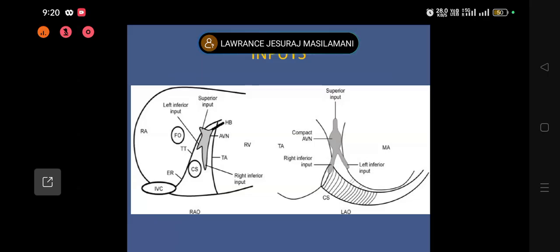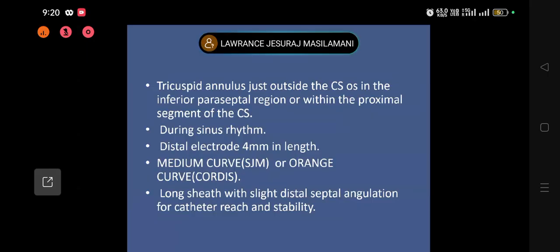So this is the area where you are planning to ablate a slow pathway if you are going to look at this place anatomically. So the tricuspid annulus just outside the CS ostium in the inferior paraseptal region, or sometimes you may have to go a little within the proximal segment of the coronary sinus ostial area to get this slow pathway. Most of the time, atypical AVNRT left alone, typical AVNRT are ablated during sinus rhythm. We ablate during sinus rhythm.